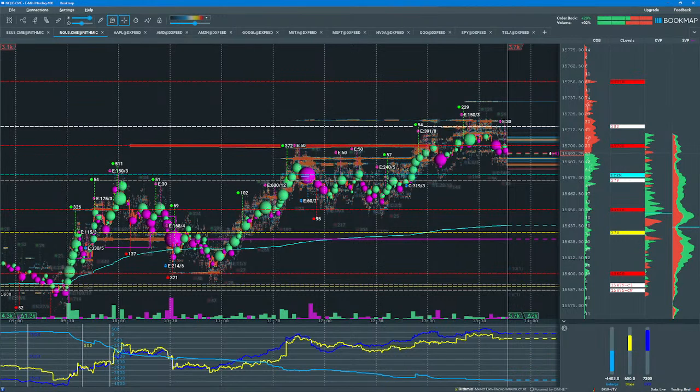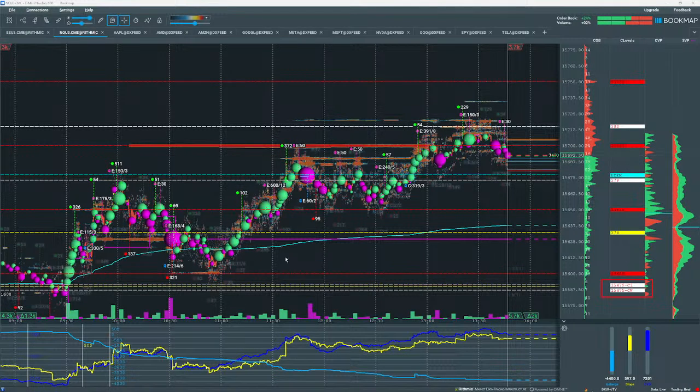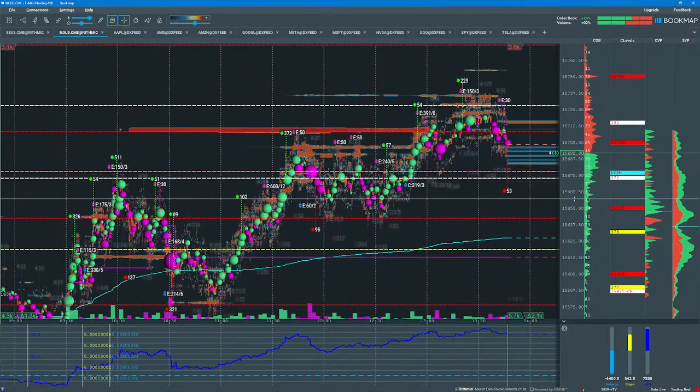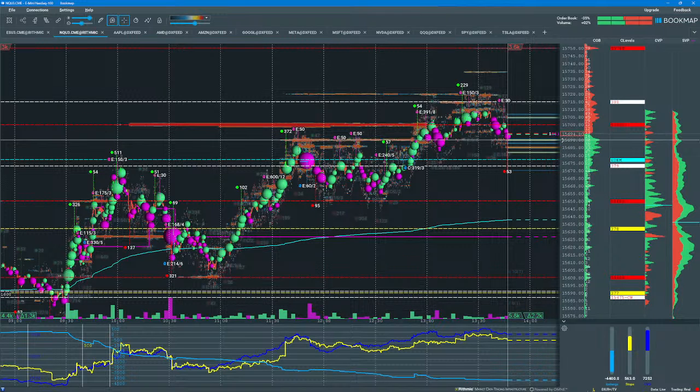Sorry about that. So here is the cluster of levels that did act as support this morning. That is the NDX 15,475 call wall level. There's a combo level just above that, and then also the QQQ 377 level. All right, so those are the levels that are in play for the NASDAQ, and again, we'll talk about setups in a few minutes.